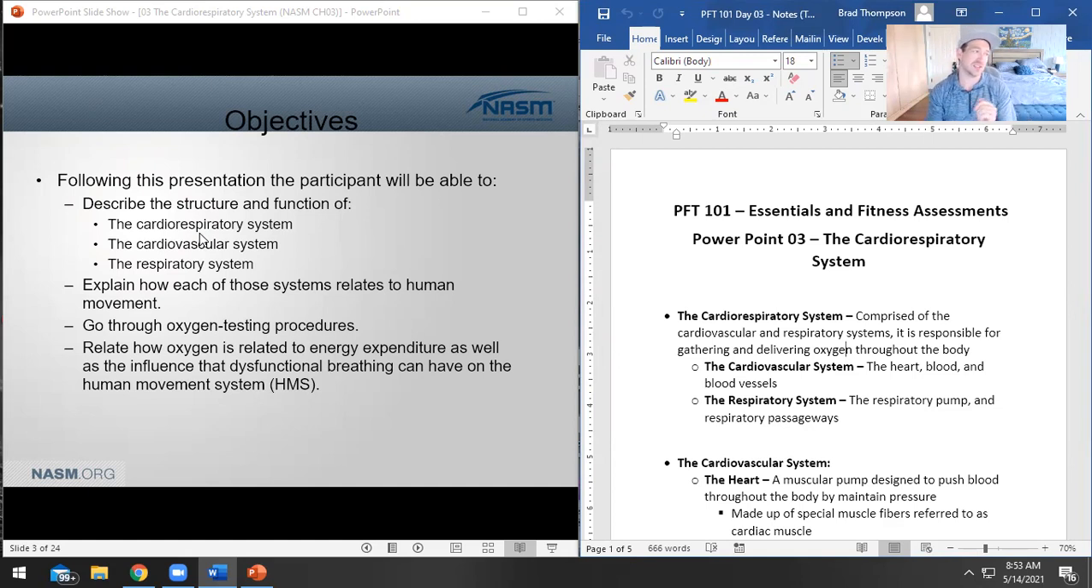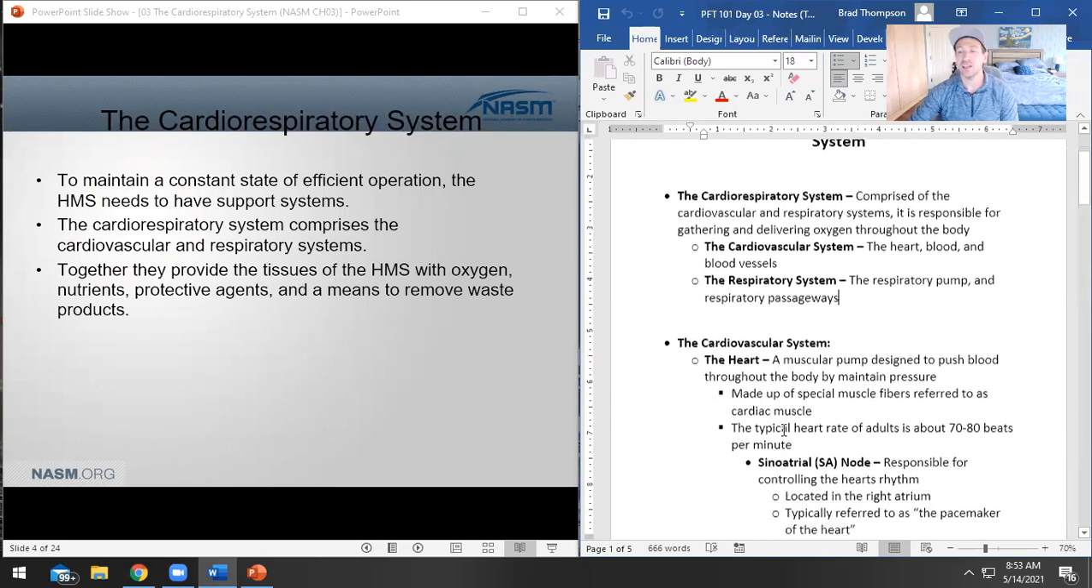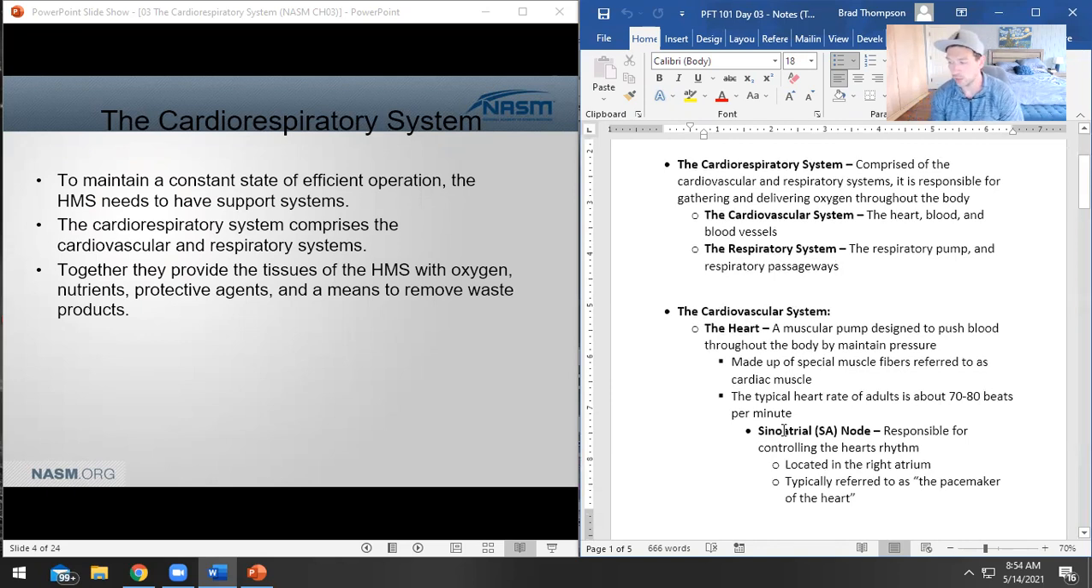We're going to talk about how each of those systems is totally related to our ability to move the entire kinetic chain, but it's a little bit less about anatomy today, and a little bit more about physiology. We'll talk a little bit about oxygen testing procedures and relate that to how dysfunctional breathing patterns have a pretty big effect on our ability to move the entire system. There is a little bit of posture talk at the very end, because your posture can affect your breathing. So it does come back down to that.